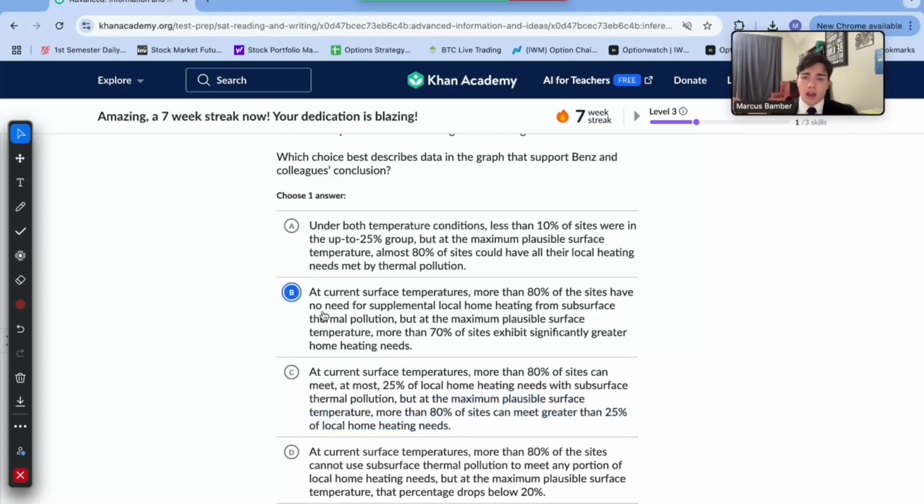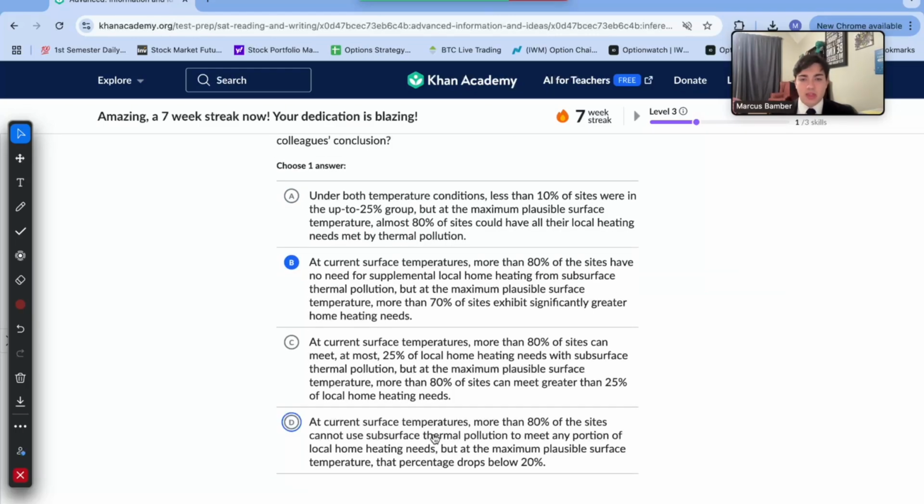Answer choice B incorrectly interprets the graph. It's not that they have no need for supplemental local home heating, it is that they cannot use subsurface thermal pollution to meet any portion of their local home needs, as described in answer choice D. And then answer choice A is just incorrect once again. So these three have incorrect claims or misattribute the categories for the data.